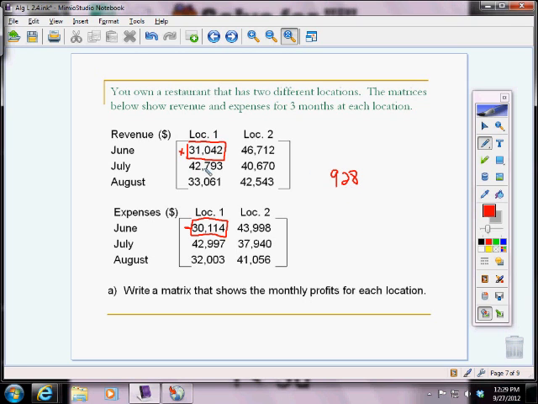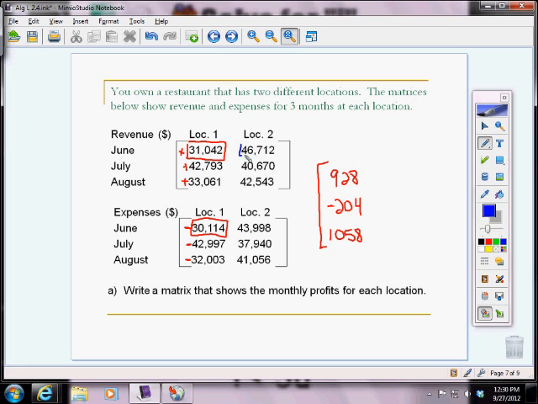The same thing is true here for July. Our revenue was 42,793. Our expenses is a negative 42,997. When you add these two together, you get a negative 204. In August, at location 1, our revenue was 33,061. At location 1 in August, our expenses were 32,003. That is a total of 1,058.